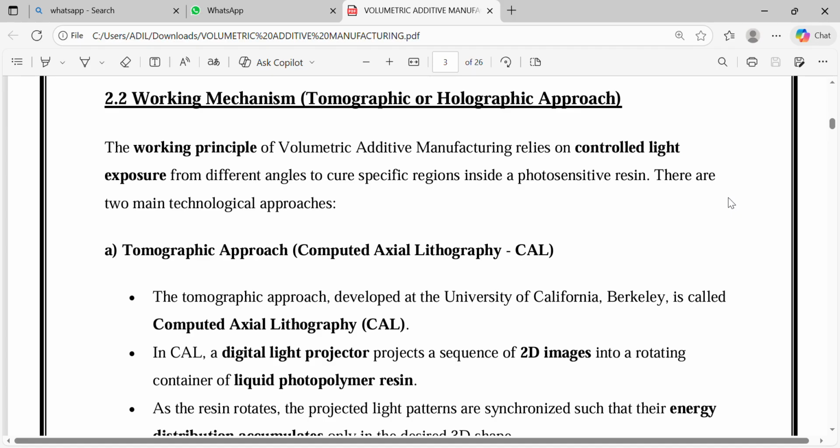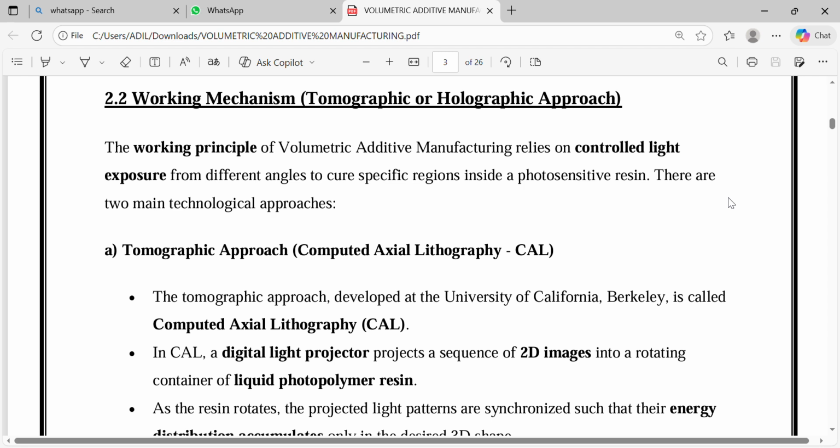The first one is the tomographic approach. The approach developed at the University of California, Berkeley is called computed axial lithography. In CAL, computed axial lithography, a digital light projector projects a sequence of 2D images into a rotating container of liquid photopolymer resin.